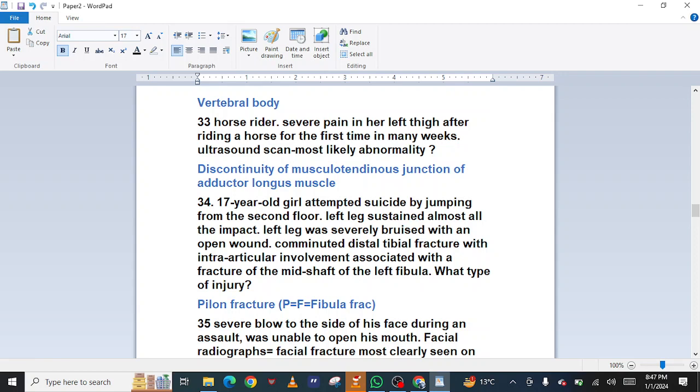34: A 17-year-old girl attempted suicide by jumping from the second floor. Her left leg sustained almost all the impact. The left leg was severely bruised with an open wound. She sustained a distal tibial fracture with intra-articular involvement associated with a fracture of the midshaft of the left fibula. What type of injury? Pylon fracture.